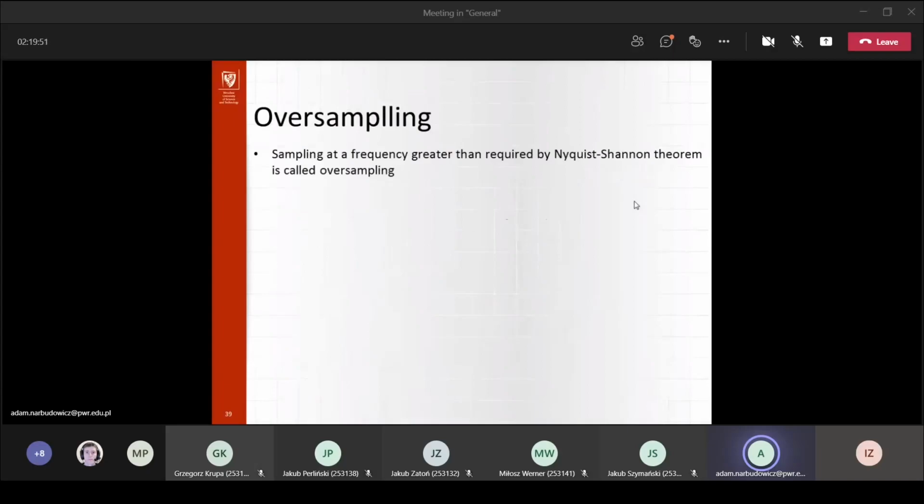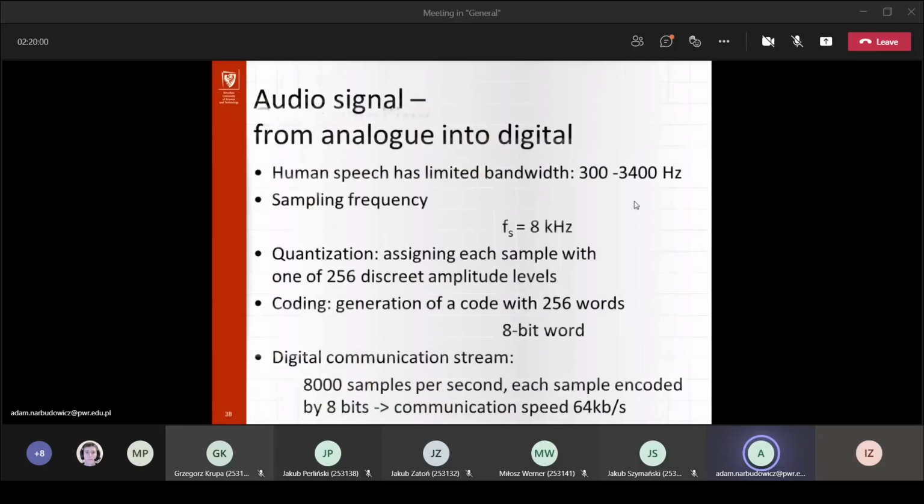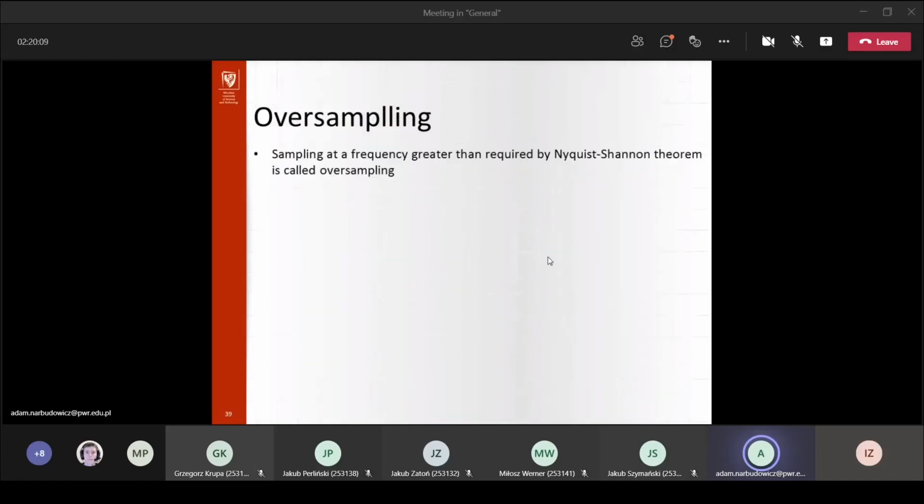So now we move on to a process called oversampling, and that's actually something which I did in the previous slide by rounding this 6.8 kilohertz into 8 kilohertz, right? So I actually used a much higher sampling frequency than is necessary. And this is exactly what is called oversampling. So basically you put in more samples than the minimum amount you need to.